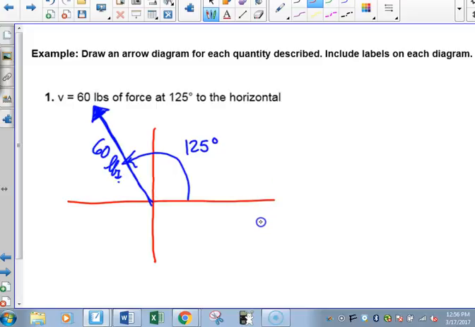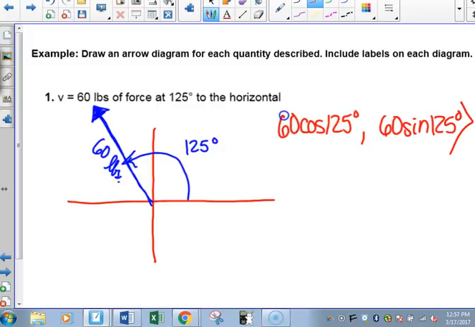Which number do we want to use on this one? For the angle. Yeah, it's off the positive x-axis. This would put us into quadrant 2, which will give us the proper signs. If you wanted to use the 55-degree angle over here, you could, but then you'd have to remember to make the x negative and the y positive. By just doing 60 cosine of 125 and 60 sine of 125, we'll get the proper signs for the components.